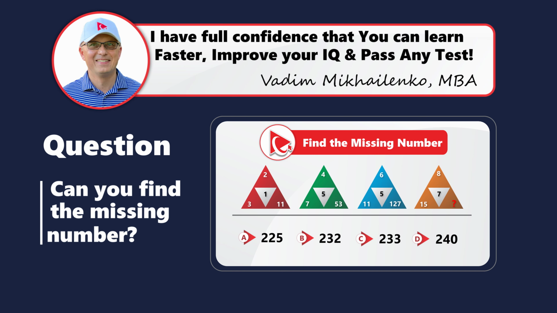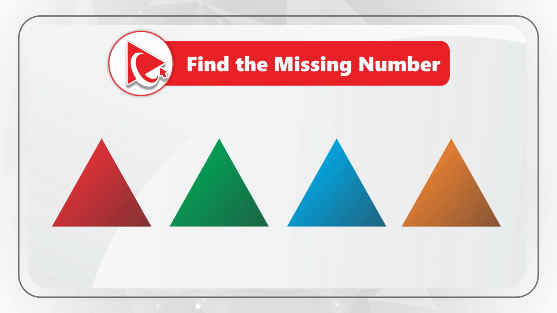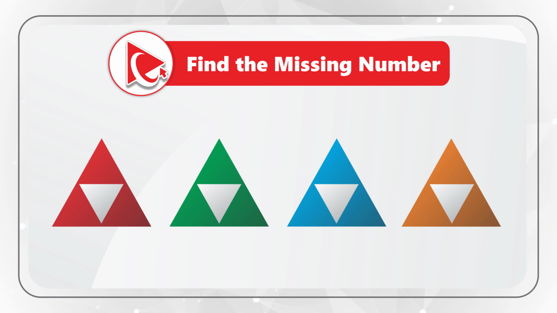Here is the famous 4-square triangle question that you frequently see on the test. You're presented with 4 triangles. In each triangle, there is a smaller triangle which breaks it down into 4 parts. Each part has a number, and in one small triangle, the number is missing.